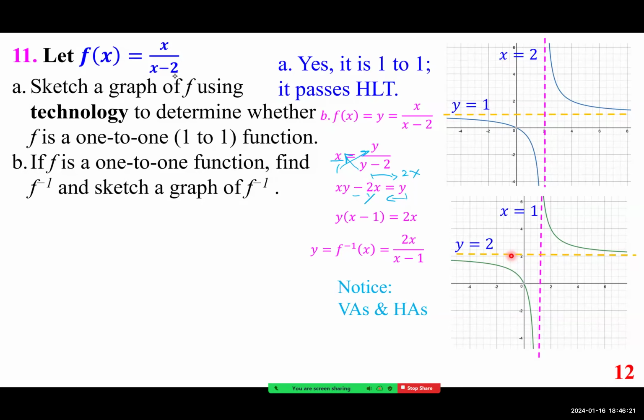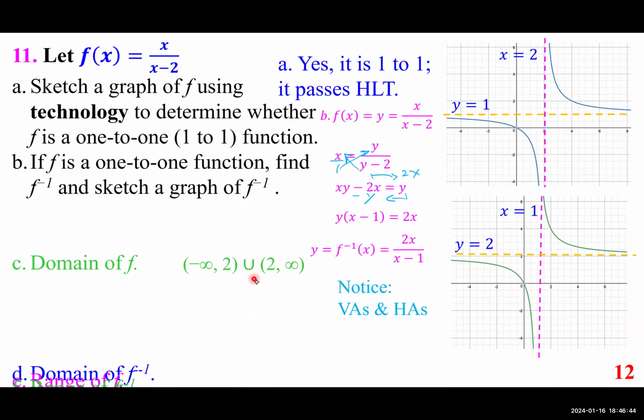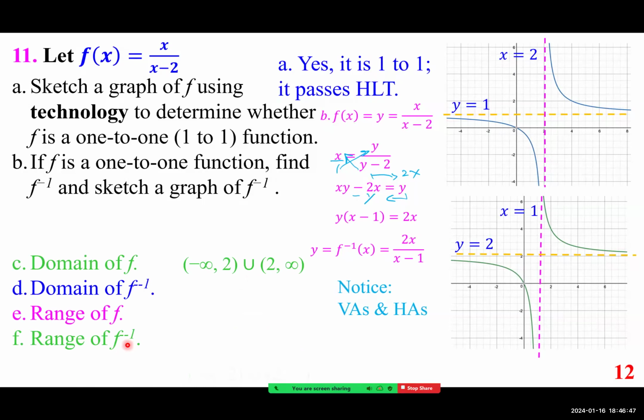The domain for this one, all real numbers except 2. We write it in this fashion, negative infinity to 2 union 2 to infinity. And that means the range for f inverse must be the same. So domain of f for the range for f inverse. So the range for f inverse is that.